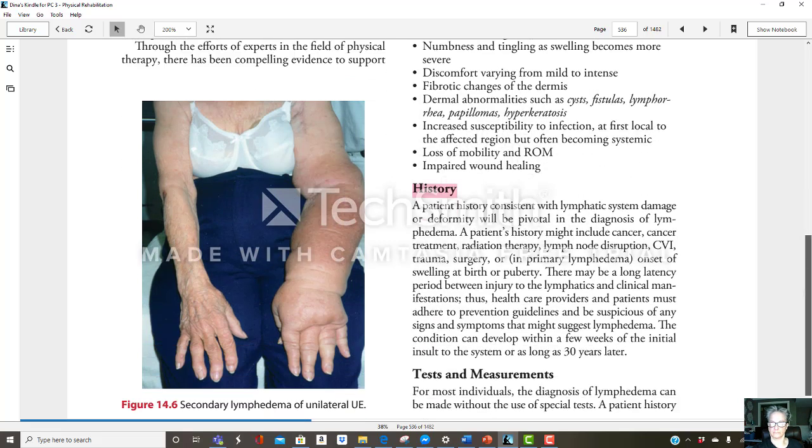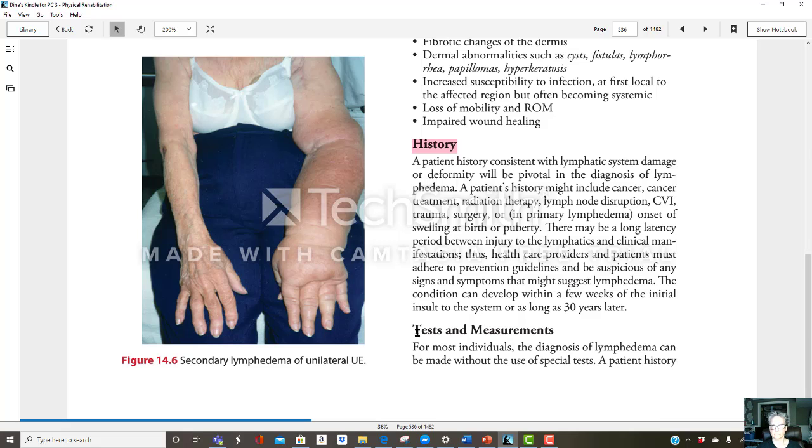History: a patient history consistent with lymphatic system damage or deformity will be pivotal in the diagnosis of lymphedema. A patient's history might include cancer, cancer treatment, radiation therapy, lymph node disruption, CBI, trauma, surgery, or in primary lymphedema, onset of swelling at birth or puberty. There may be a long latency period between injury to the lymphatics and clinical manifestations. Thus, healthcare providers and patients must adhere to prevention guidelines and be suspicious of any signs and symptoms that might suggest lymphedema.